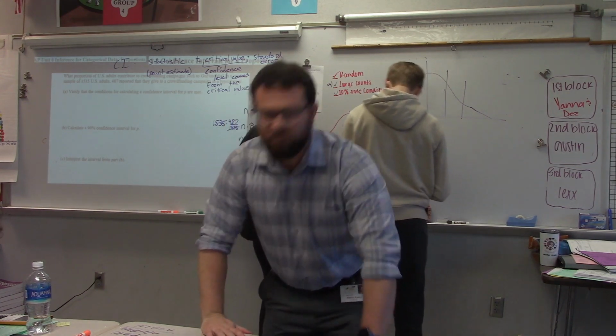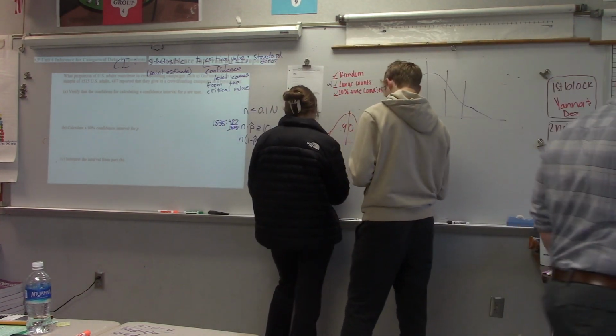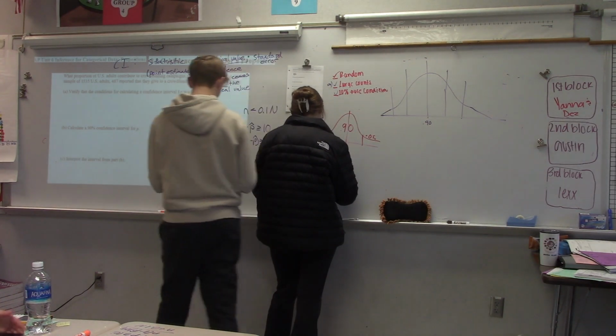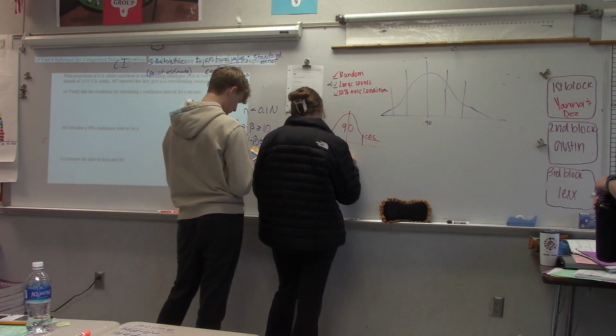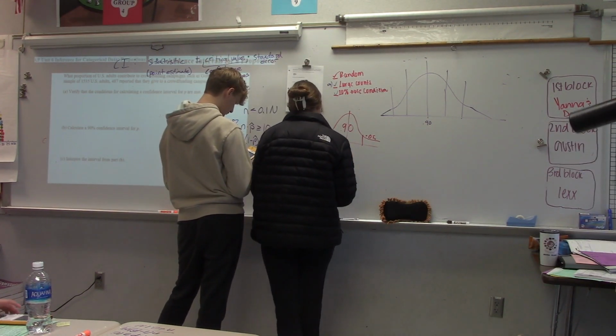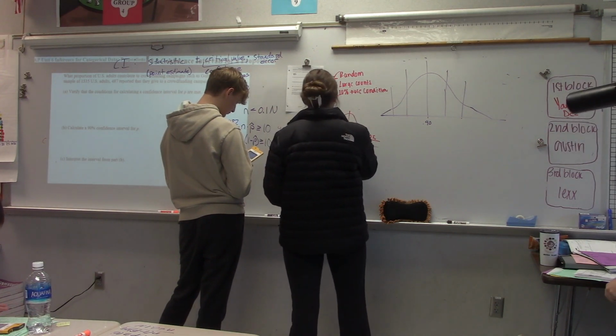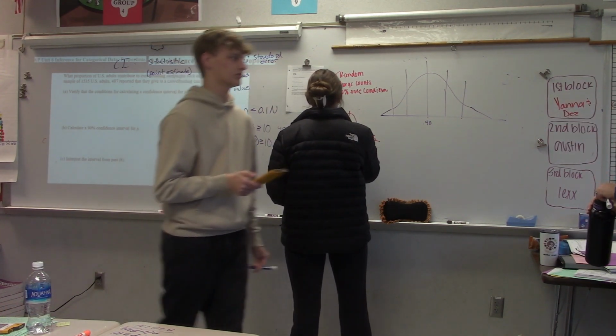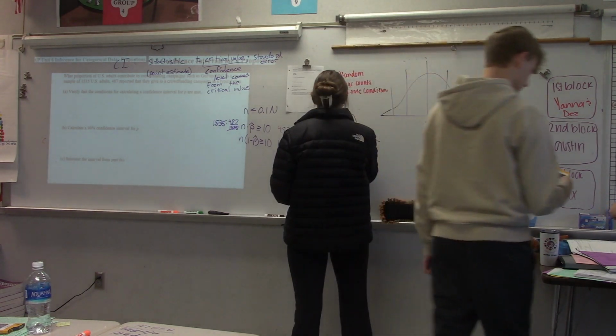What's our confidence level there for now? Confidence level is 90%, so the area is 0.9. So we put that in the calculator for my confidence level? Yes. For 90%. So it would be plus or minus.